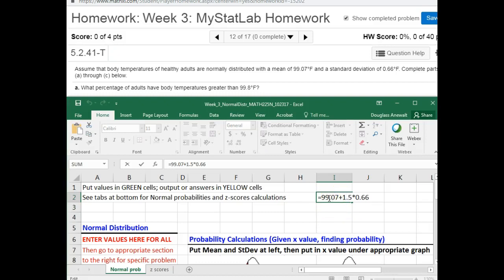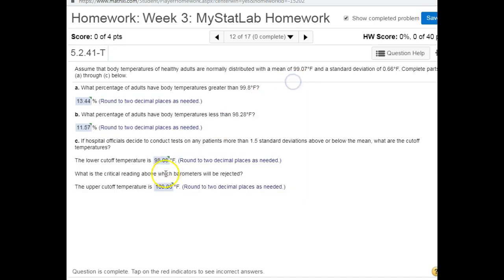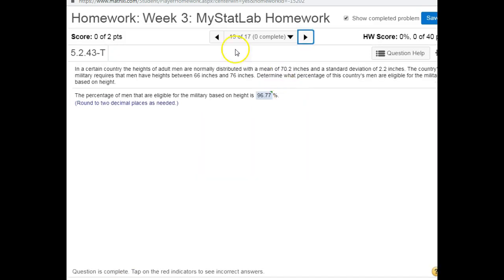And then our lower cutoff is, again, going from the mean and subtracting 1.5 times the standard deviation. And so that would be your lower cutoff for a temperature that is more than 1.5 standard deviations away from the mean. Number 13, we have a normal distribution again.